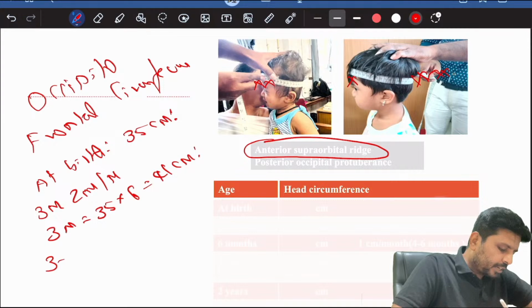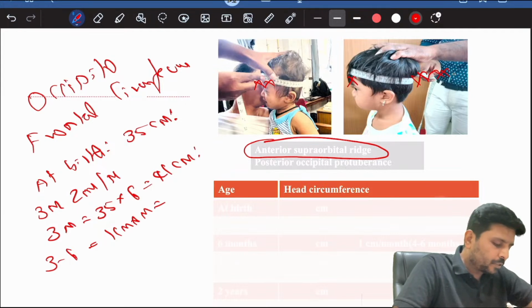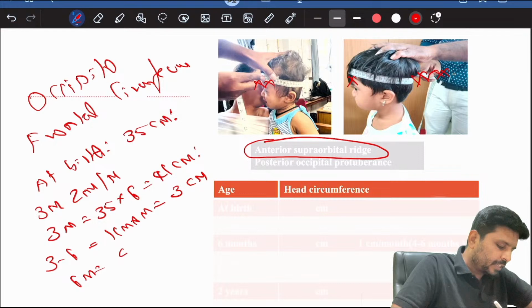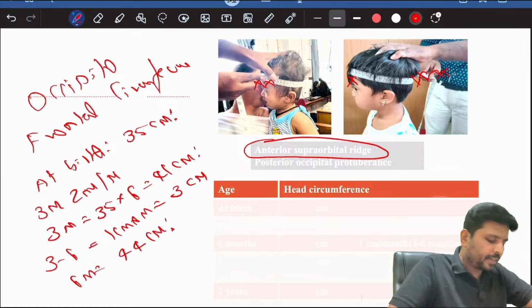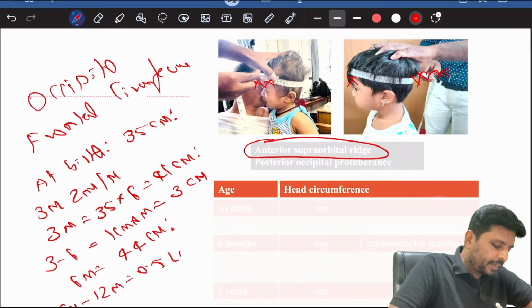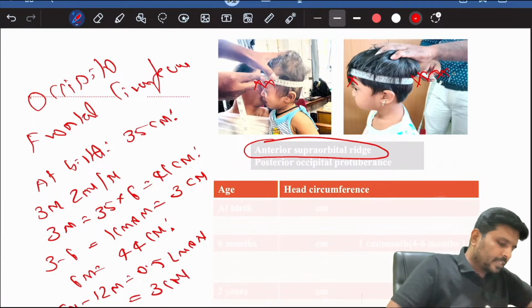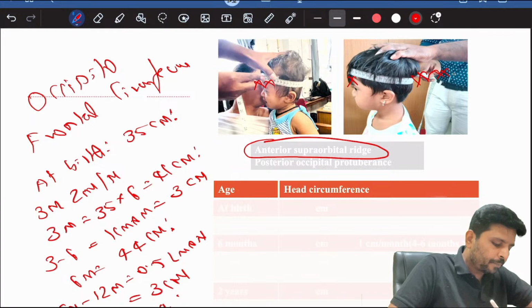And by about 3 to 6 months, it is around 1 centimeter per month, so it is plus 3 centimeters. So by about 6 months, the child is around 44 centimeters. Then between 6 months and 12 months, it is 0.5 centimeter per month, so roughly around 3 centimeters. As a result, at 1 year, the child's head circumference is somewhere around 46 to 47 centimeters.